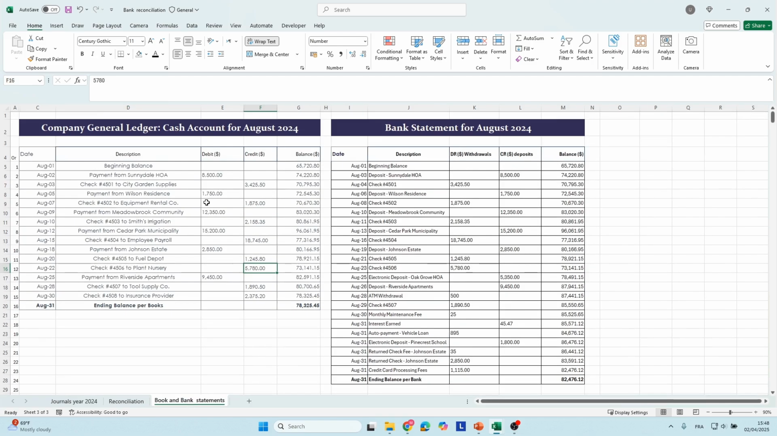At the end of the month, we get two statements. First, we have the company ledger for the month of August. Then we have the bank statement that we received from the bank for the same period, which is August 2024. You see that we have the same beginning balance for the period, and it's the same in the bank statement.